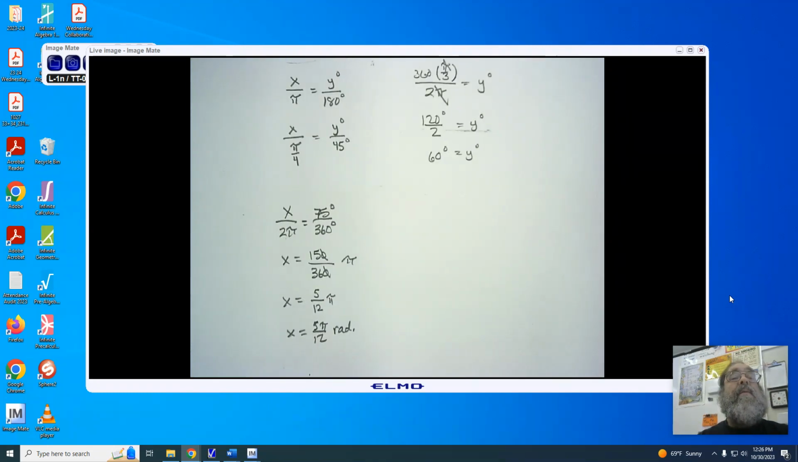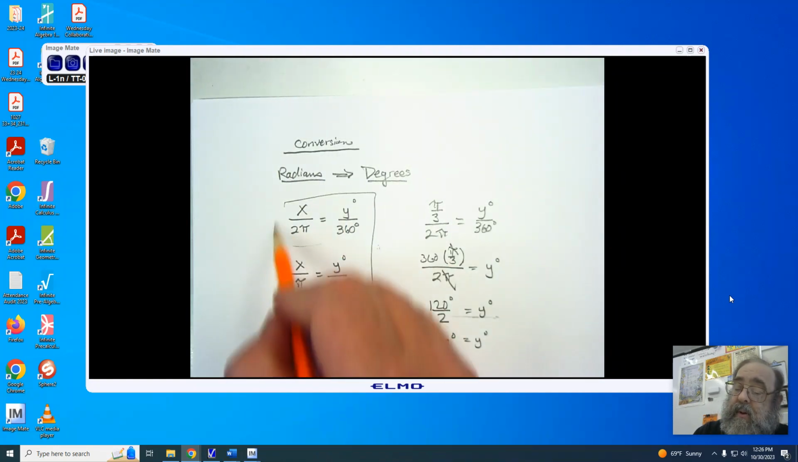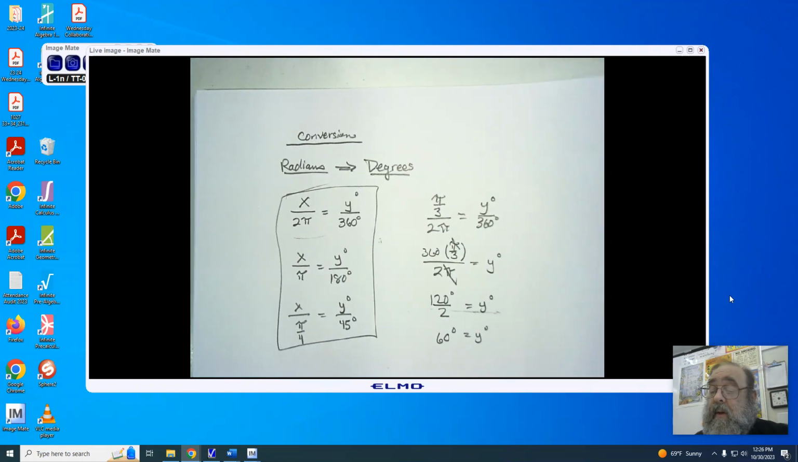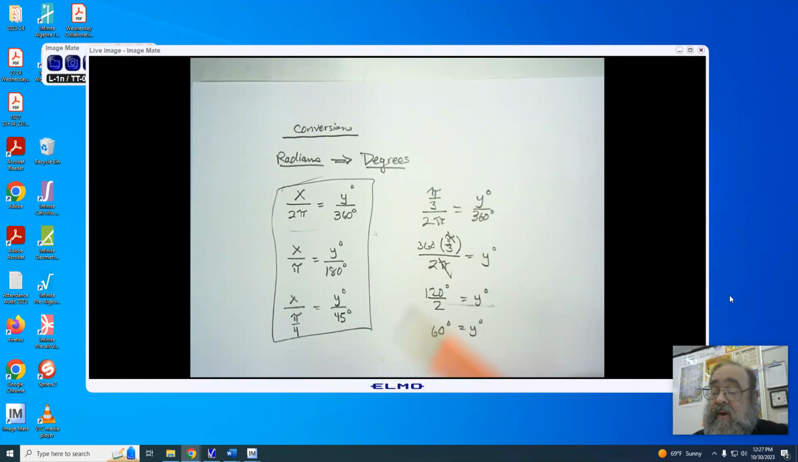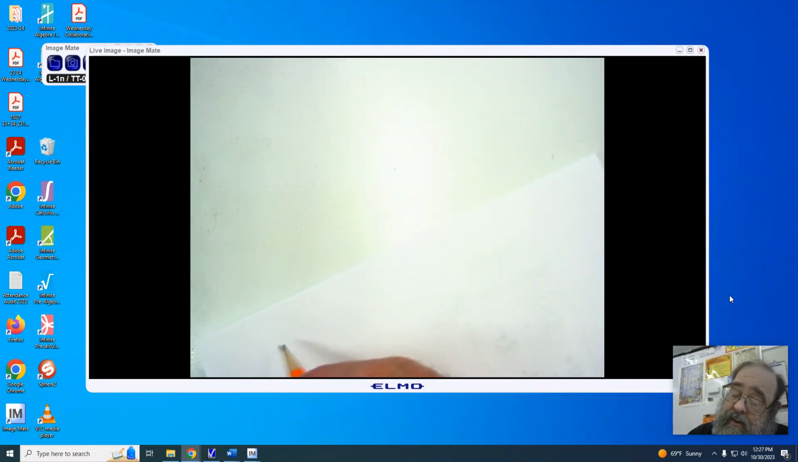And this is how we convert back and forth between radians and degrees. We use these ratios in order to do that. Okay? So going from radians to degrees or degrees to radians. One other thing that we are often asked to do is find out how many degrees do I cover in a certain amount. So let's go ahead and convert radians to degrees again.